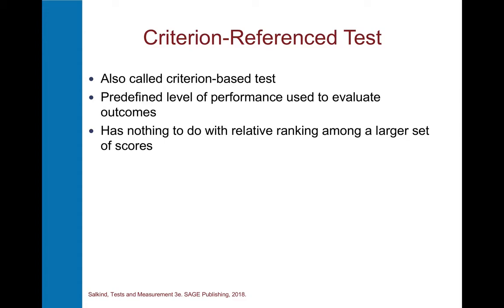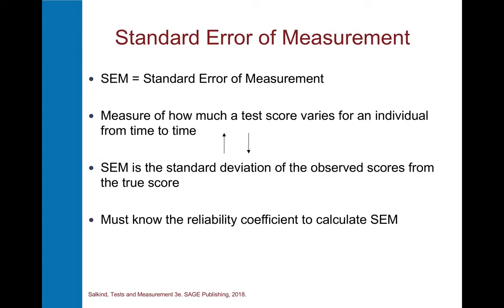So the key to any criterion-referenced test is to figure out what that predefined level of performance is. That's probably going to be based on some type of external criteria determined by the experts of the field that decide what is the absolute performance that needs to be demonstrated in order for this person to pass the test. Now, the last thing that we'll cover in this chapter is the standard error of measurement.